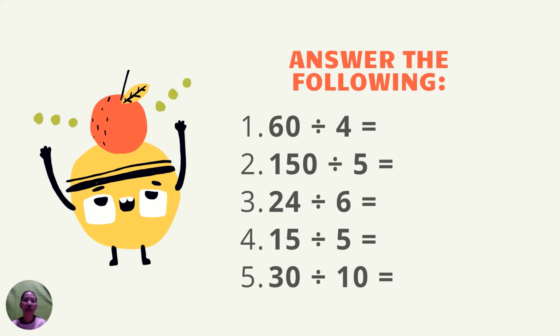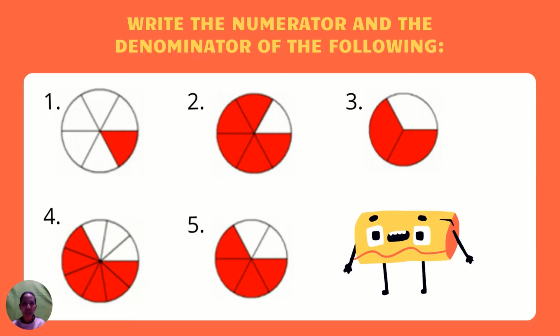Okay, number 1, 60 divided by 4. Number 2, 150 divided by 5. Number 3, 24 divided by 6. Number 4, 15 divided by 5. Number 5, 30 divided by 10. And the next one, write the numerator and the denominator of the following. So, meron tayong 5 cakes dito. So, you have to write the numerator and the denominator of each. Okay?